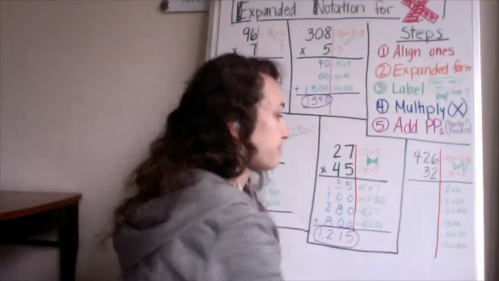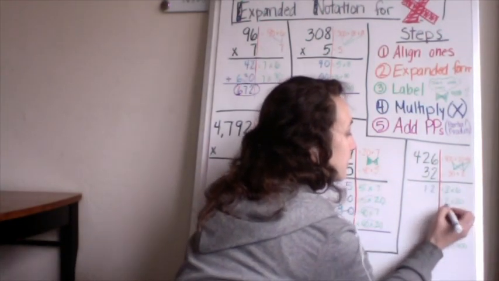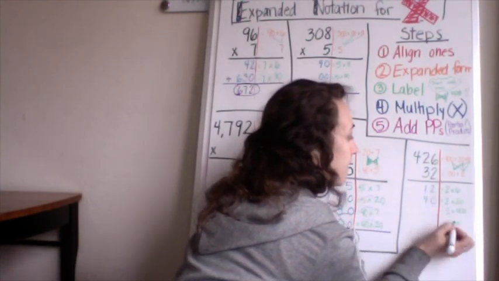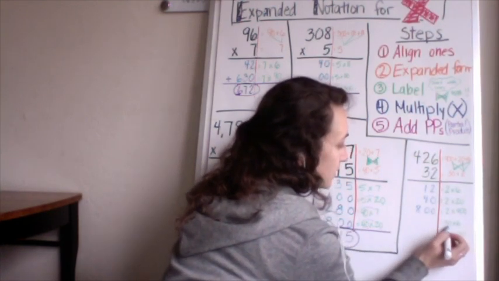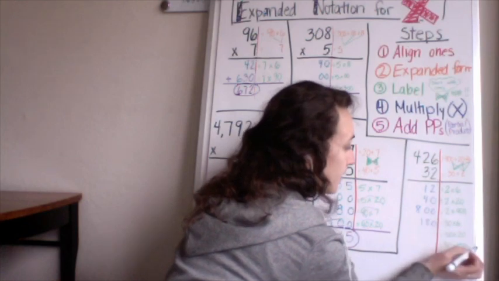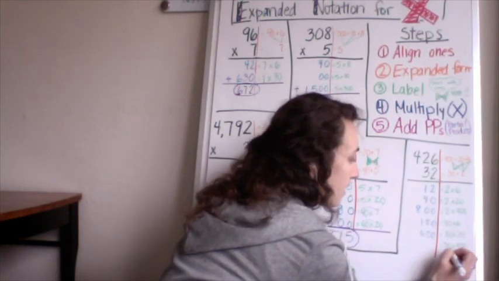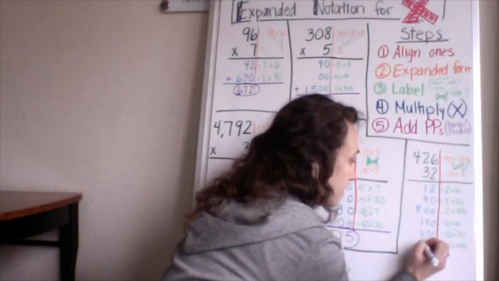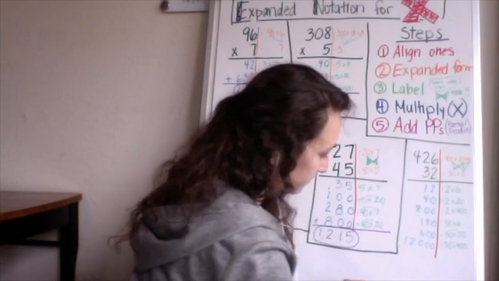Step 4 is to multiply, remembering to align our ones the whole time. 2 times 6 is 12. 2 times 20 is 40. 2 times 400, 2 groups of 400 is 800. 30 groups of 6, or 6 groups of 30, is 180. 30 times 20 is 600. 30 times 400 is 12,000.